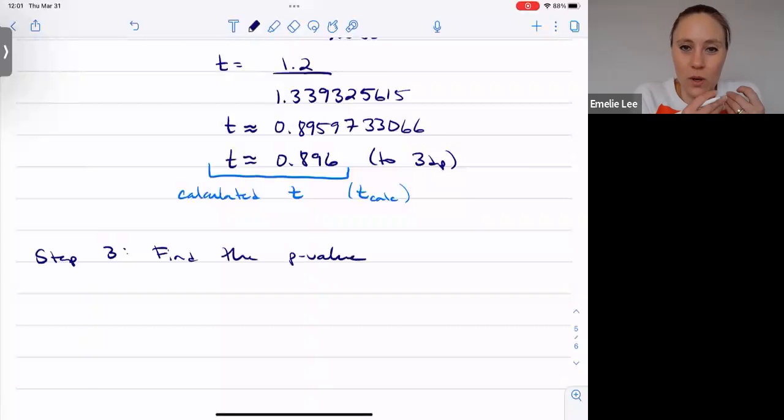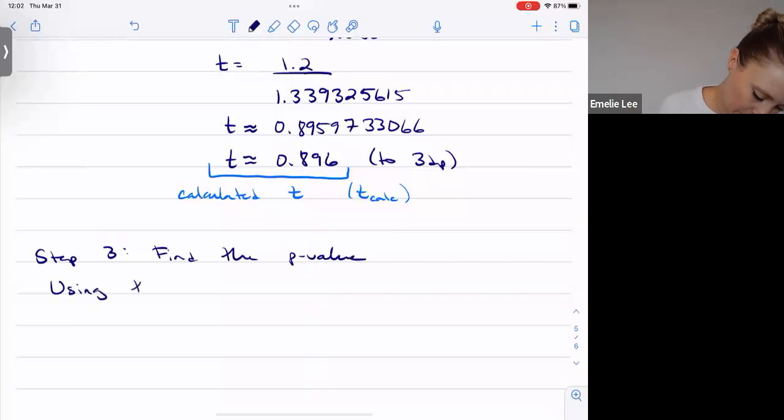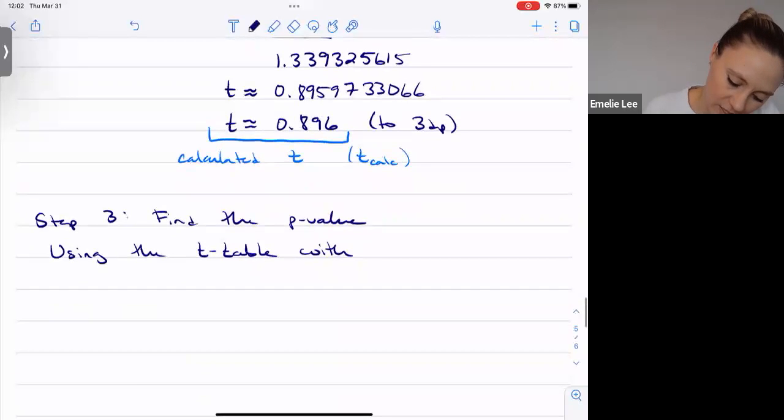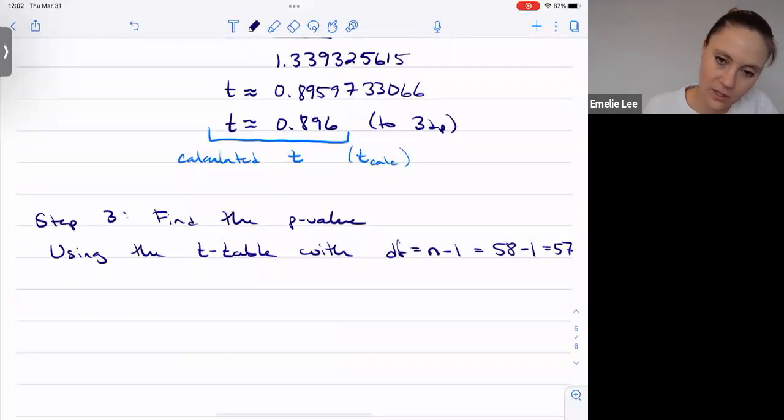And ideally, I want you to write out exactly what you're doing. Tell me everything that you're doing, or tell the reader everything that you're doing. So using the t table. When I say using the t table, that lets me know that, yeah, of course, I use the t table and that is the right thing to do because I calculated a t. So you're just highlighting everything that you do. With degrees of freedom equal to n minus 1, which is 58 minus 1, which is 57.